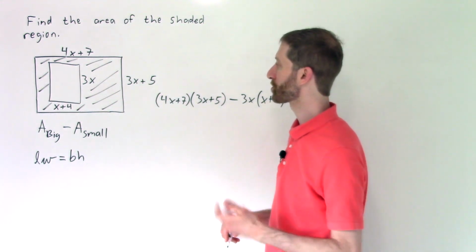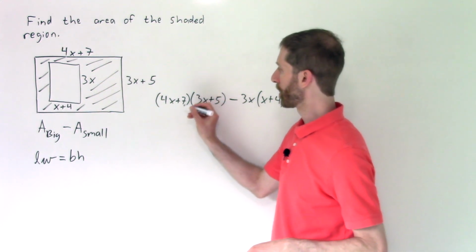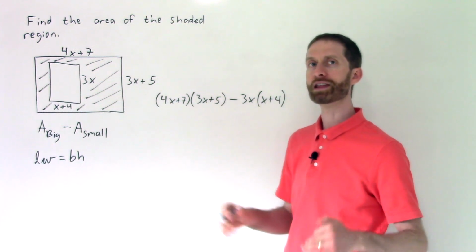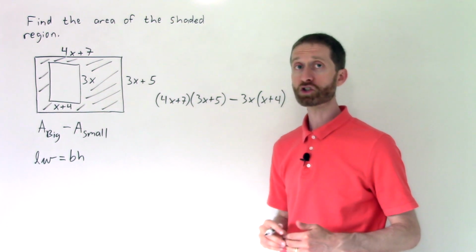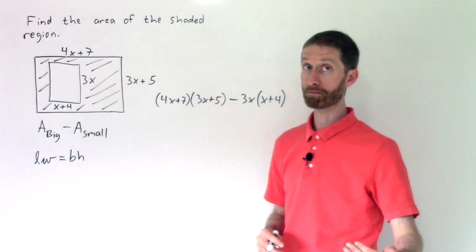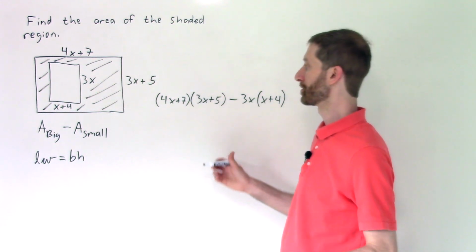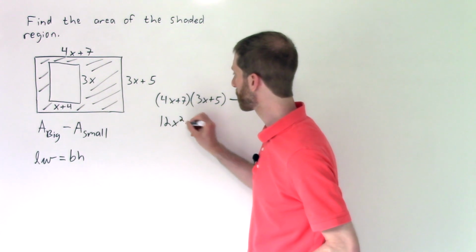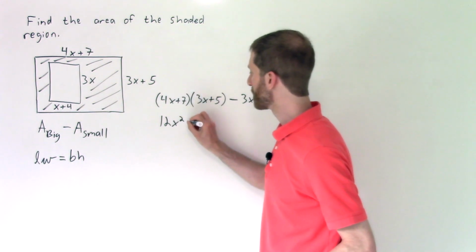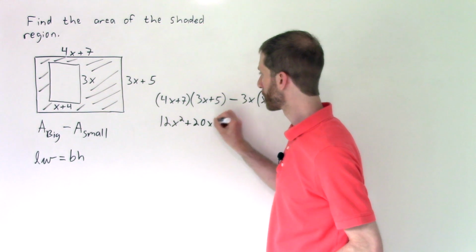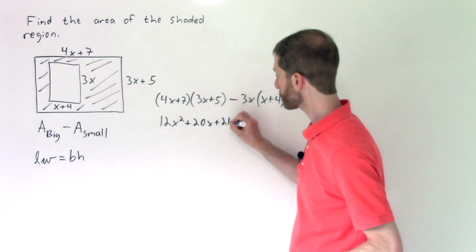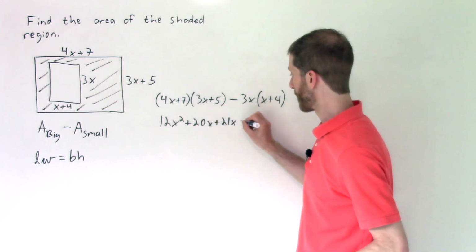Okay, so now that the word problem translation part is over, we'll just FOIL. So 4x times 3x. I'm not going to show the arcs here. If you need to see that or you need more specific foiling instruction, go to an earlier video on how to FOIL, how to distribute, multiply binomials. So 4 times 3 is 12. X times x is x squared. 4x times 5 is plus 20x. Inner, 7 times 3x is 21x. And then outer, 7 times 5 is 35.